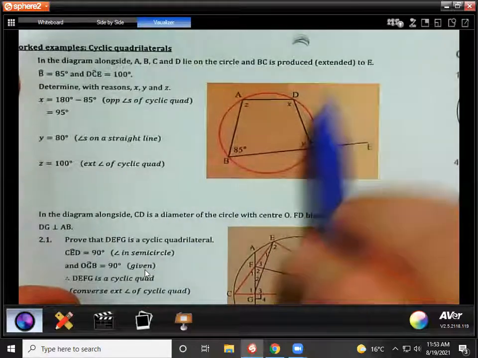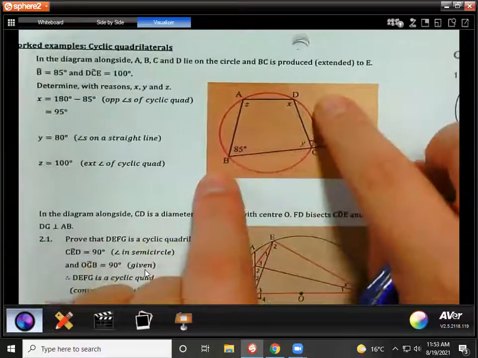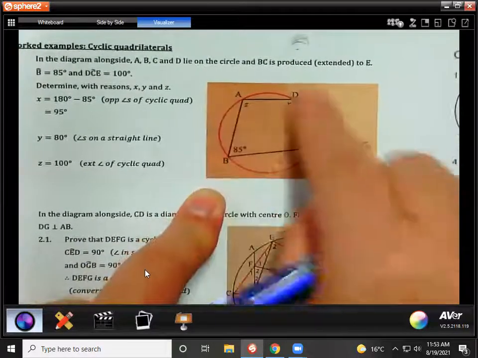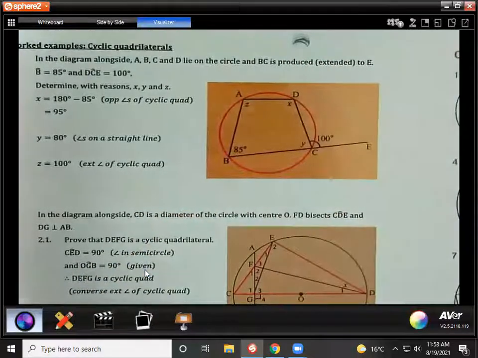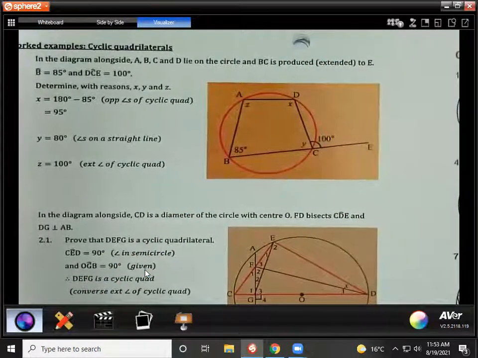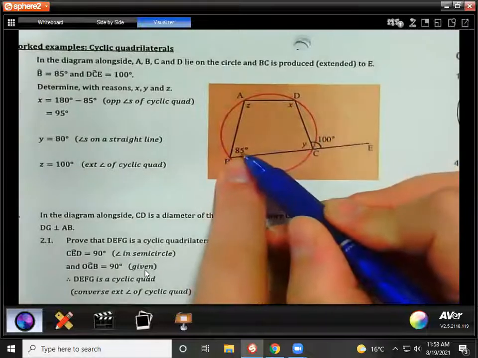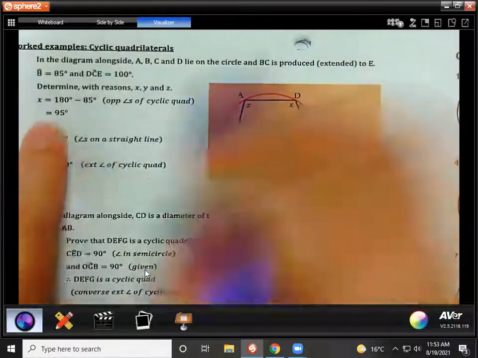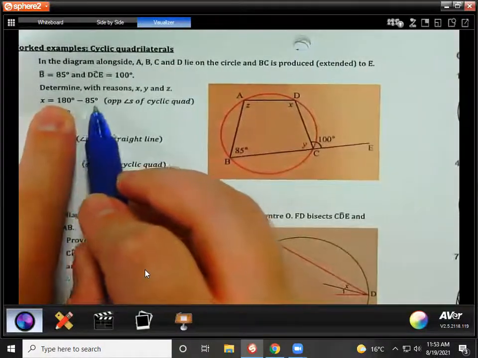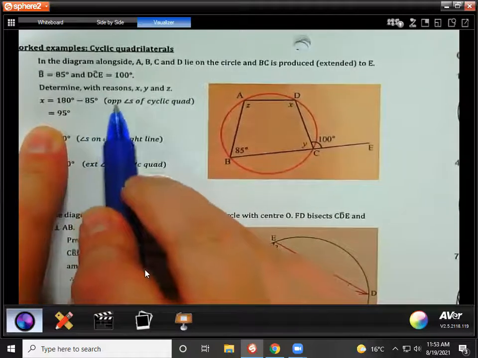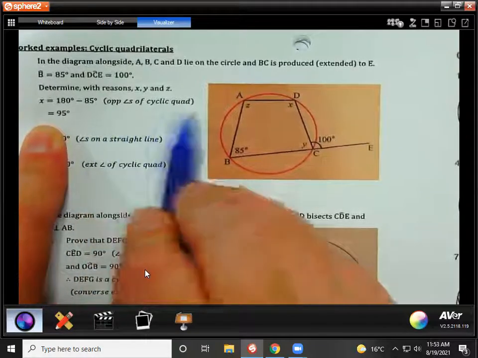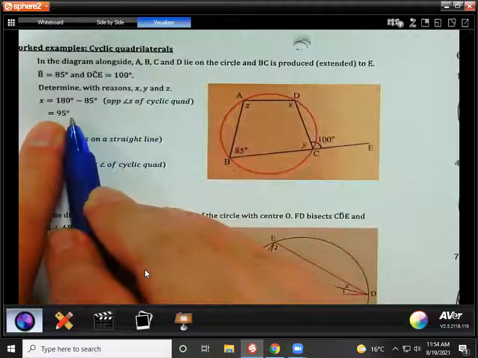Now if we're looking to find angle X, we know because these 4 points are on the circumference of a circle, this is a cyclic quad. We need to know that opposite angles will add up to 180. So if that one is 85, to get X, we're going to say 180 minus 85. Does that make sense? Your reason is then opposite angles of a cyclic quad, very simple, and then you get 95.